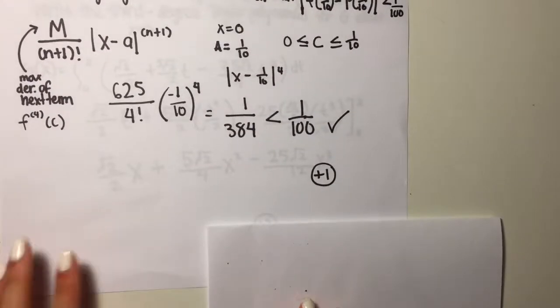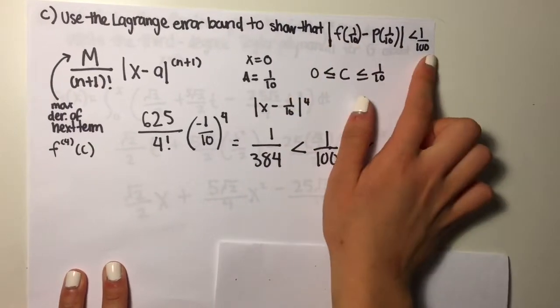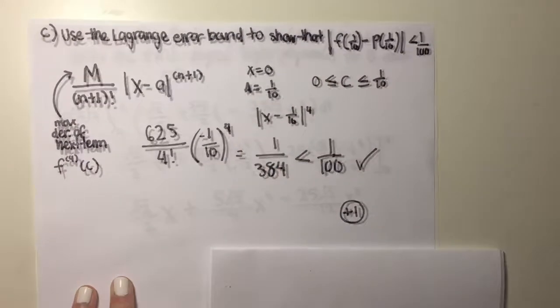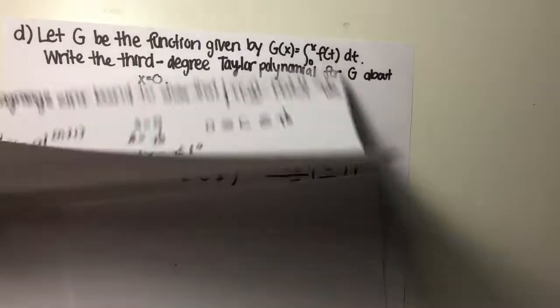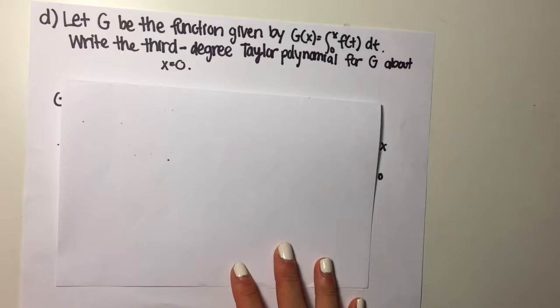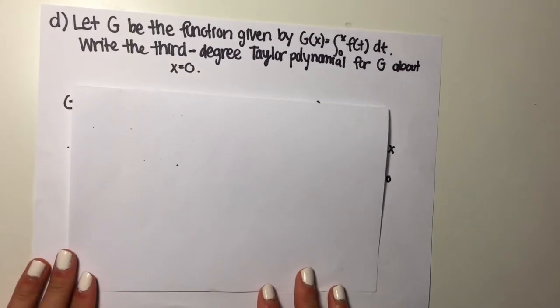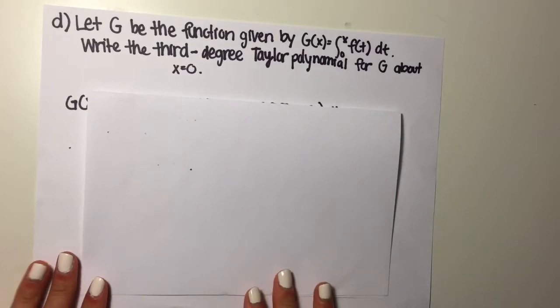And this problem is just worth 1 point to prove that this is less than 1/100 using Lagrange's error bound. For the last part of this problem, we're going to let g be the function given by g of x equals the integral from 0 to x of f of t dt. And we have to write the third degree Taylor polynomial for g about x equals 0.